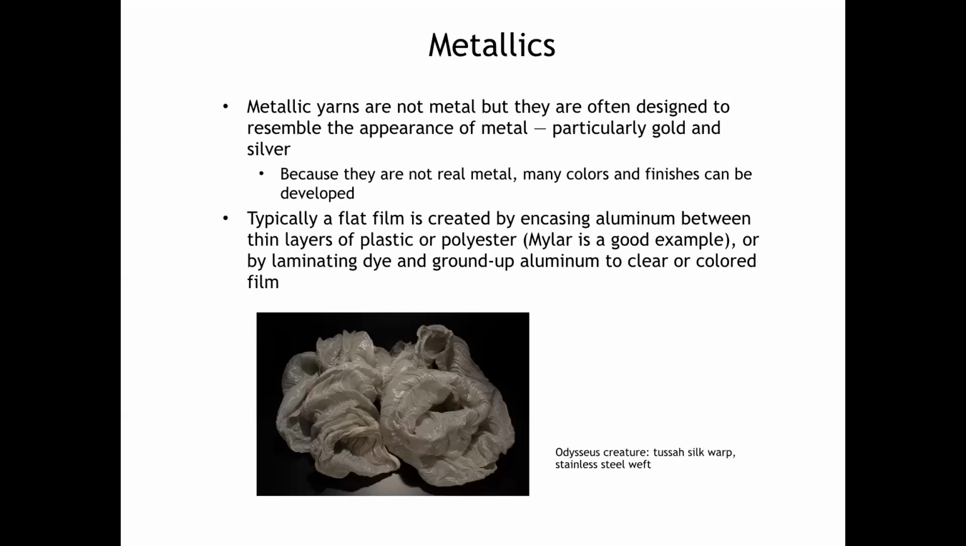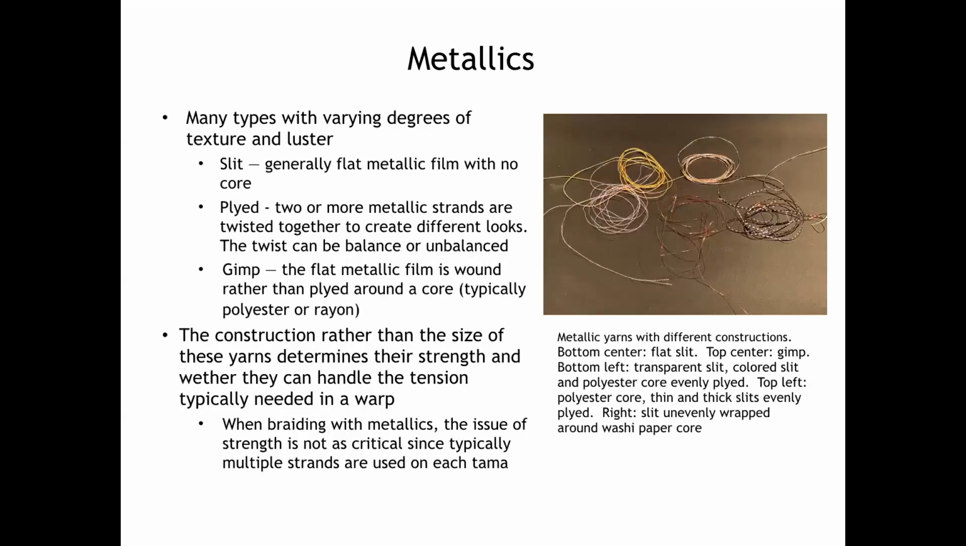Metallics are not metal, but they're designed to resemble metal. Typically, you start with a flat film that can be encased in aluminum or thin layers of plastic and polyester. Or you can apply it together with laminating yarns that have been dyed or ground up aluminum. So there are different methods to create metallic yarns, but the end result is that they're supposed to look shiny like metal, okay?